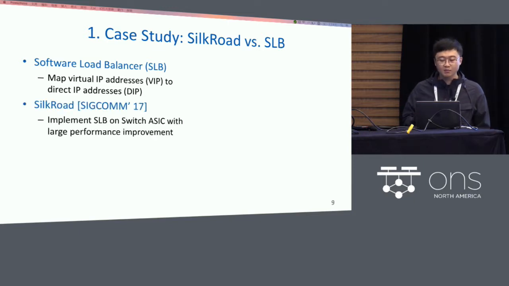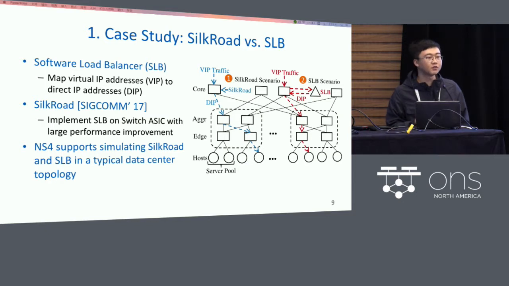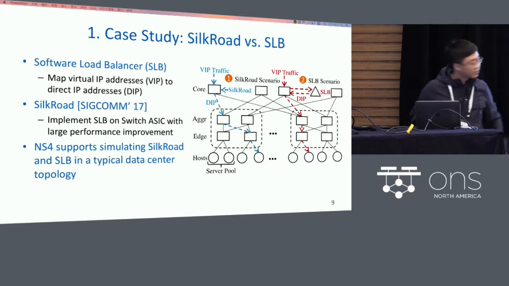while SLB comes with a large performance overhead. SilkRoad enables load balancing to be performed at wire speed by offloading SLB to programmable and cheap ASIC with the help of P4. However, since the lack of a P4 simulator, it's not possible to evaluate the performance of SilkRoad in a data center network by simulating its behaviors until NS4. In this case study, we simulate NS4 and SLB in a fat tree topology as shown in this figure.